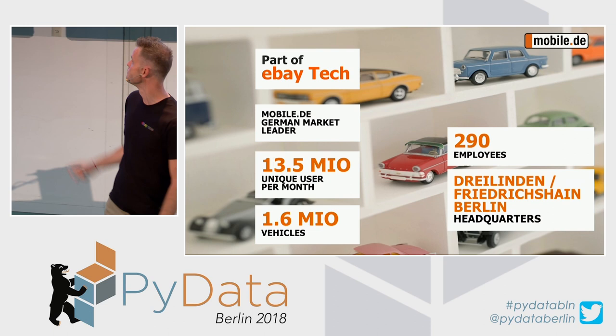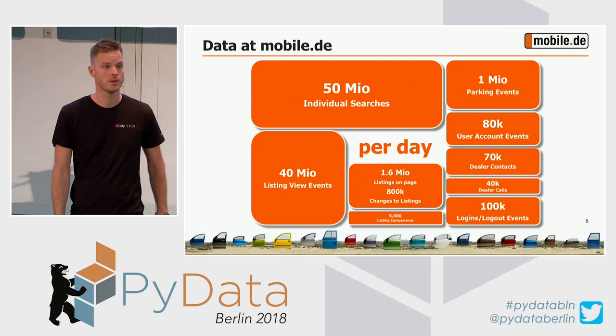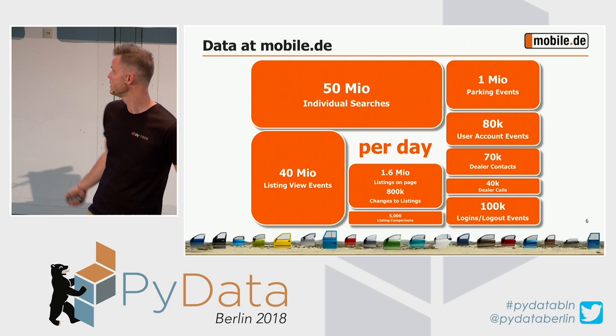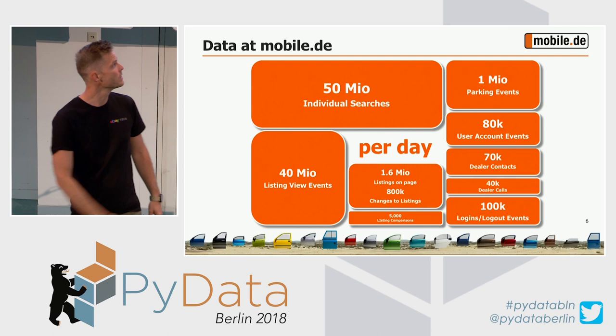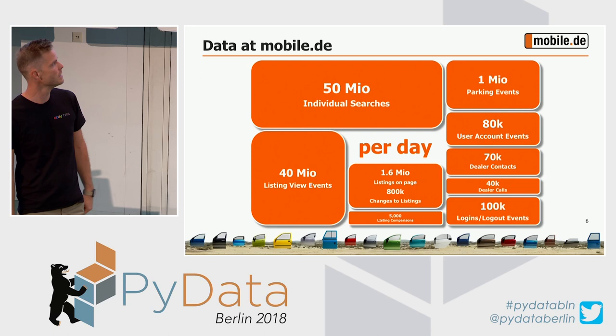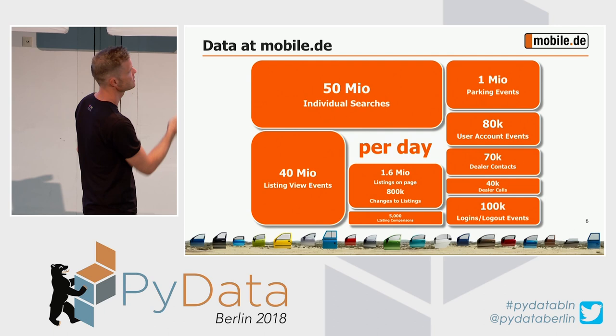Talking about data, so that you have a rough estimate of how data looks for us. We have around 50 million search events per day, 40 million individual view events, so people looking at individual listings of our cars, and 1 million parking events. Parking for us is what on other websites you call wish listing. You put something on your wish list, but because it's cars, parking was a nicer name. I told you about 1.6 million listings, and around 800,000 times a day any of those listings are changed by our dealers, and there are a lot of contacts to our dealers. So this is what we have to deal with pretty much on an everyday basis.